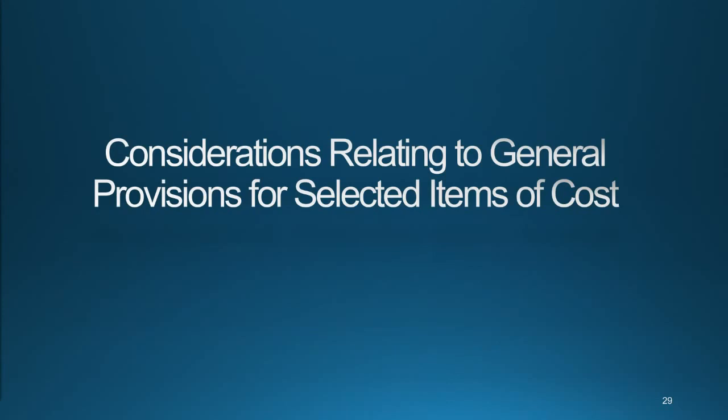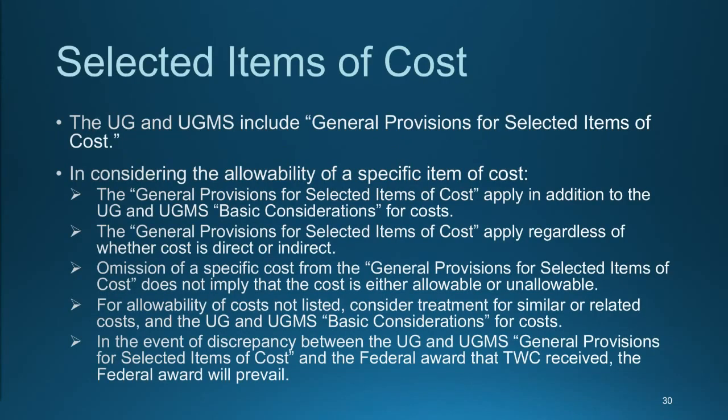Okay, considerations relating to general provisions of cost, of selected items of cost. If you think back to that little pyramid that we have, this is the bottom rung. This is the third piece of the puzzle in terms of the components that Uniform Guidance and UGMS cover with respect to cost principles.